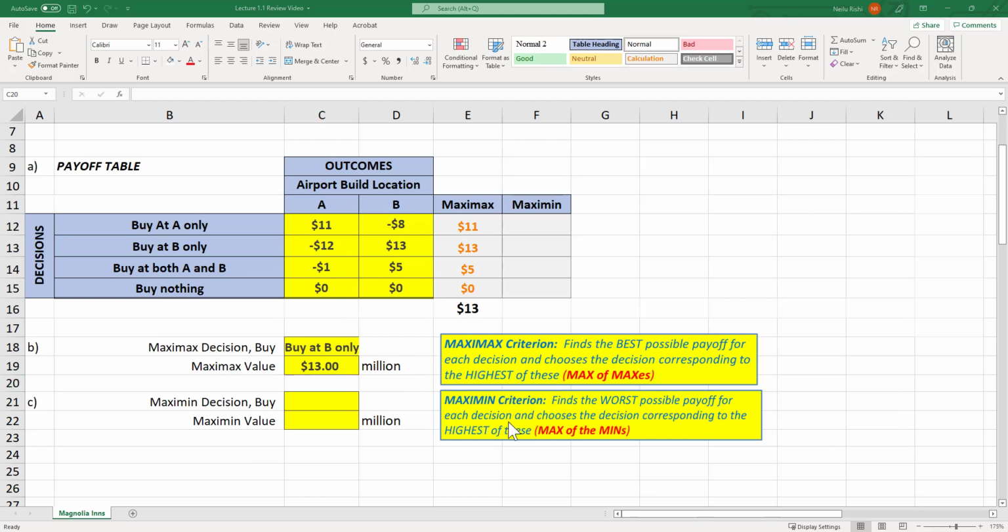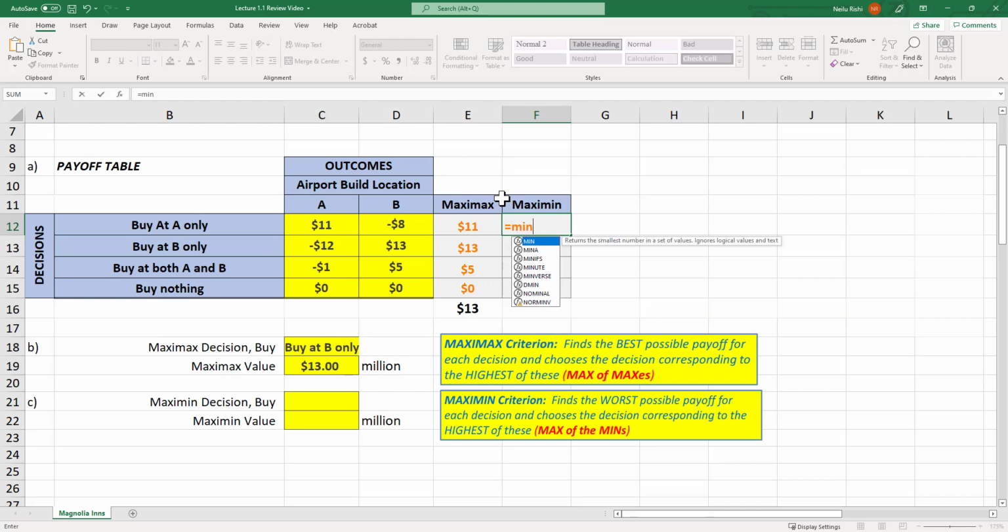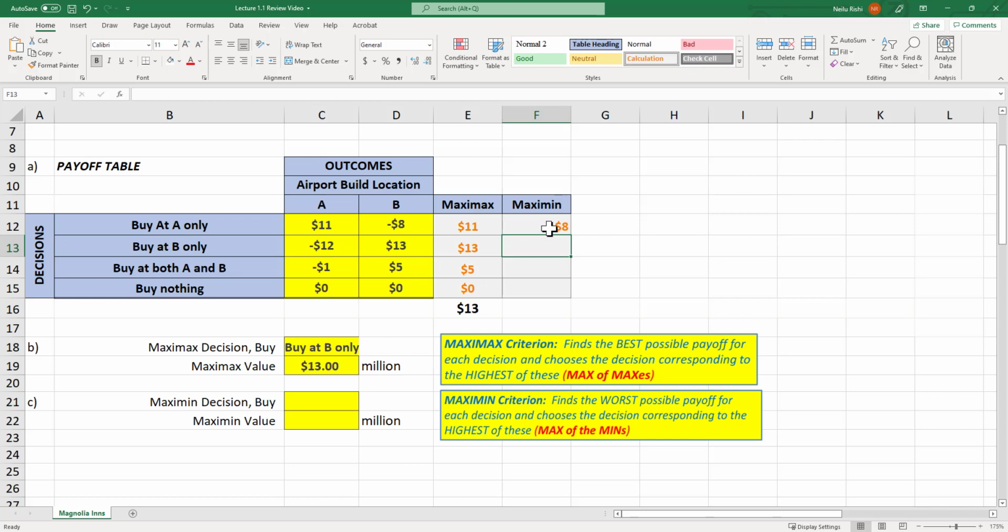Now for the maximin criteria, it's a bit of the opposite. So maximax is saying, I think I'll get the best out of everything. Maximin is the conservative cousin of that. It's saying, oh, I'm scared. I'm going to look at the worst possible payoff. So the worst possible payoff is the min for each set that we have for each decision. Note, for a decision, the worst possible outcome.